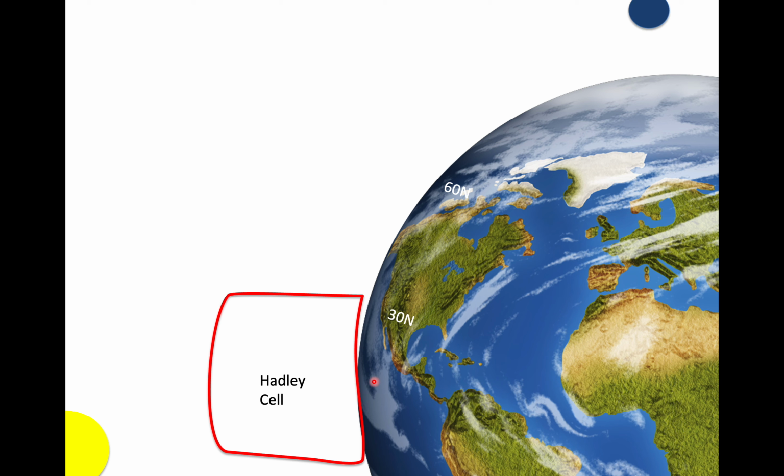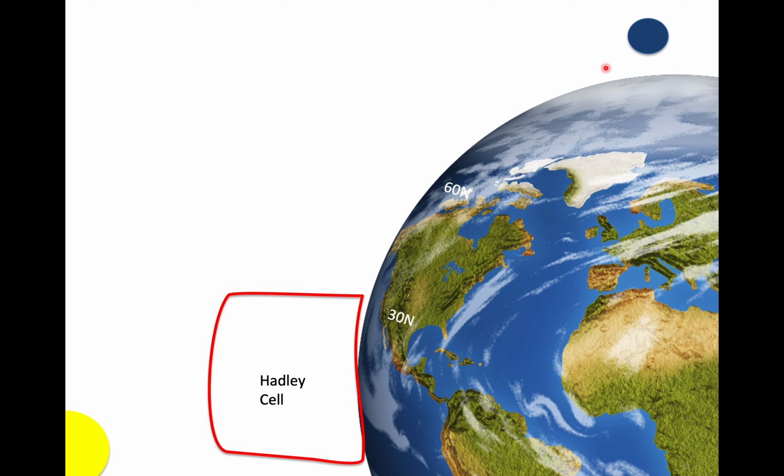The next cell we're going to look at is up at the North Pole. So we know our air is far more cooler and colder, therefore it's going to be more dense. So it's going to be sinking at that North Pole towards the surface. As it hits the surface, it can't go any further, so it's going to start flowing south.